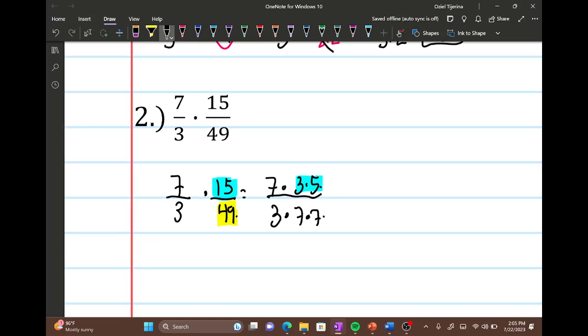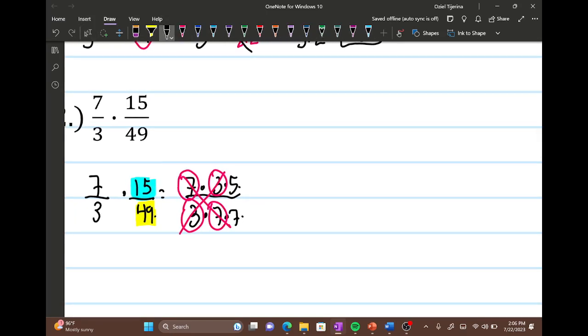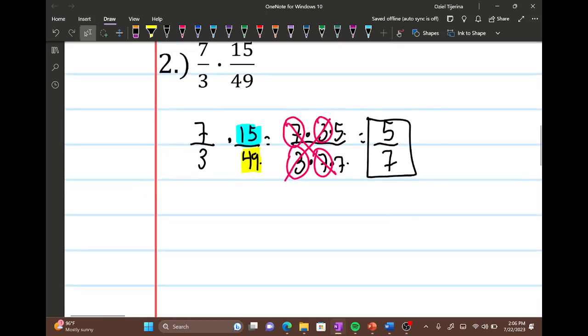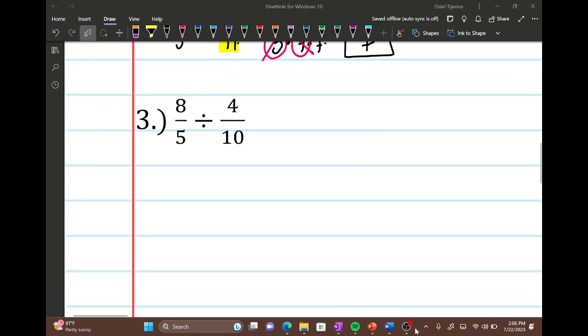So if we do this, we're going to go ahead and cancel out our terms. So we have a 3 and a 3, so those cancel out, and a 7 and a 7, those cancel out. So we are left with 5 over 7, and that is how you do that one. Okay, guys?